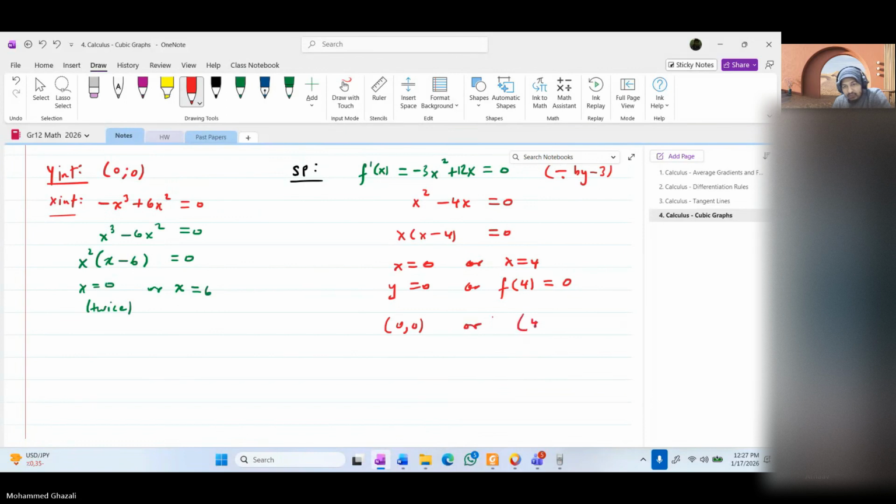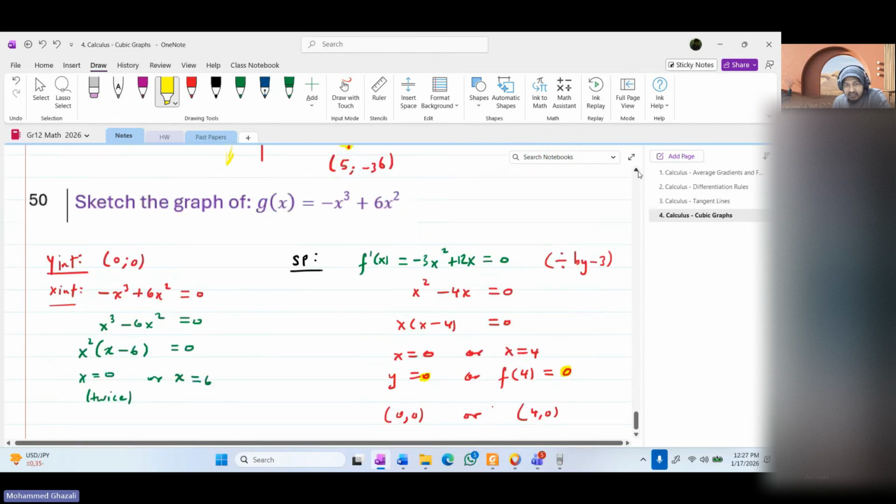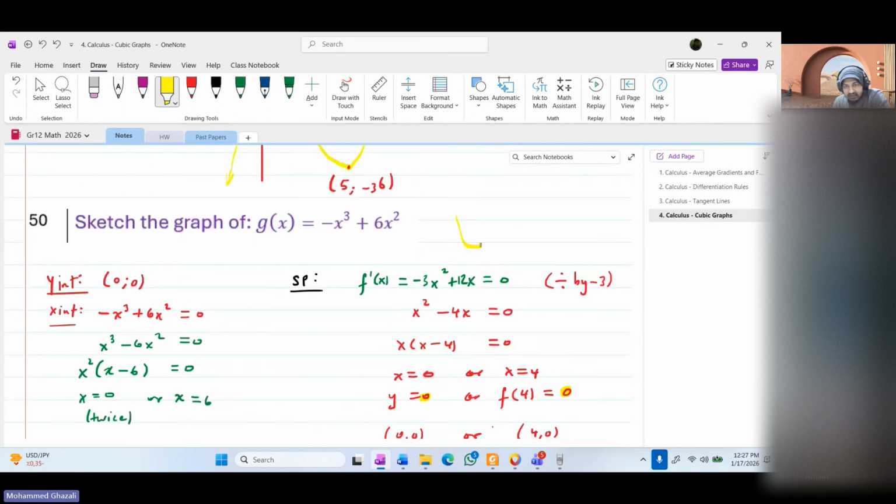Or 4, 0. Now it's important. Look at 0, 0. Look at these two y values. This is 0 and that is also 0. So you can't really make a comparison here, which one is min-max. But we can actually look at the shape of the graph. The shape of the graph is like this, okay?